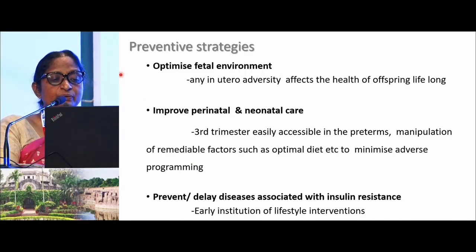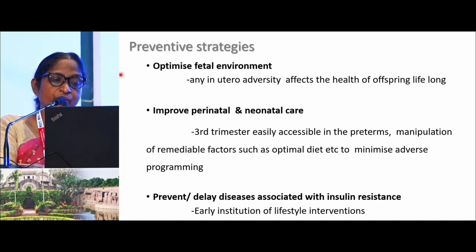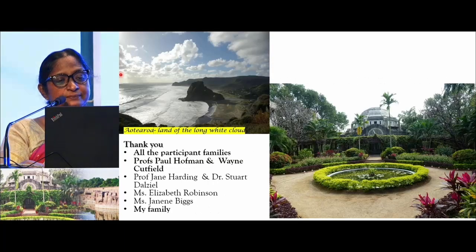Preventive strategies: we know that any in utero adversity affects the health of offspring lifelong, so it is important to optimize the fetal environment. Third trimester is easily accessible in the preterms. Manipulation of remedial factors such as optimal diet, etc., to minimize adverse programming and improvement of perinatal and neonatal care is very important. And most importantly, we know that the most important factor amplifying insulin resistance is adiposity. So early institution of lifestyle interventions, even from childhood, is important to prevent and delay the diseases.